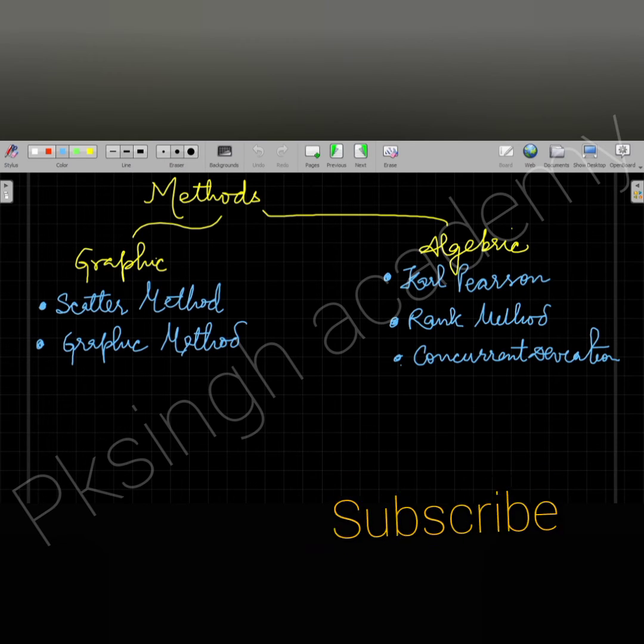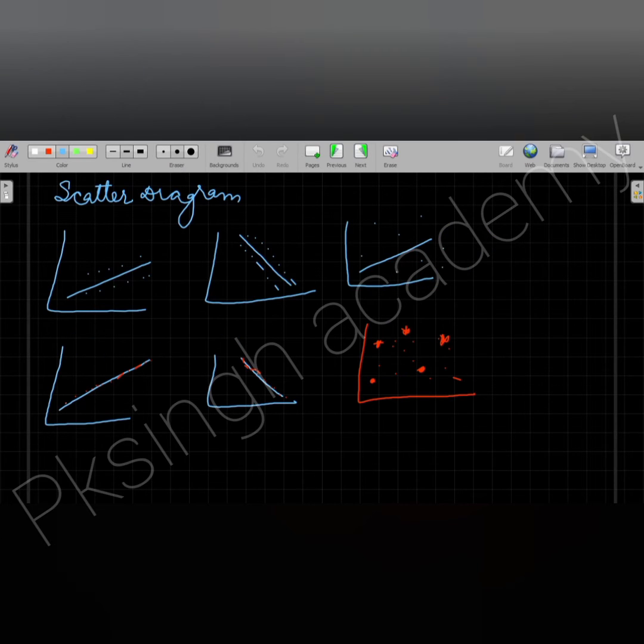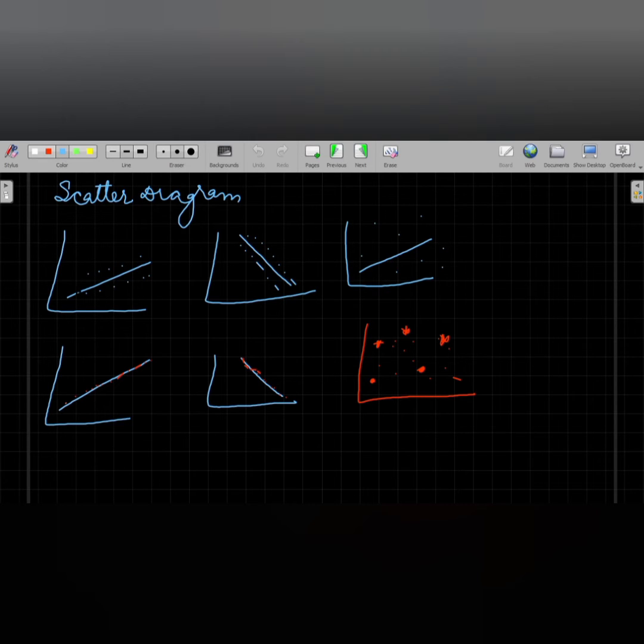Okay, and the algebraic method has been divided into Karl Pearson, rank method, and concurrent deviation. We'll see all the methods one by one. So first we'll start with the scatter method. Scatter diagram. The diagram shows that we will depict the relationship by drawing a diagram on the graph.